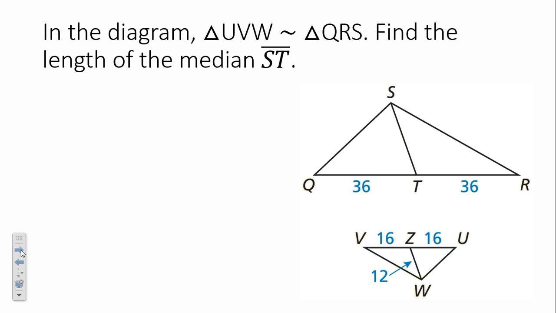So what we learned about earlier, the sides were in proportion, the perimeters are in proportion. Turns out the special segments in a triangle are also in proportion. So medians will be in proportion. Altitudes will be in proportion. Okay? That means that if I'm trying to find the median ST, you can write it as ST or you can put a variable x there. It doesn't matter.